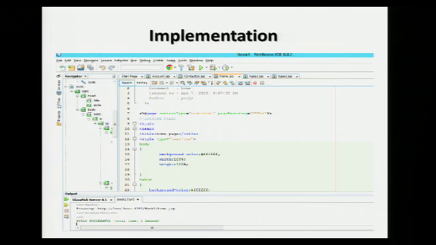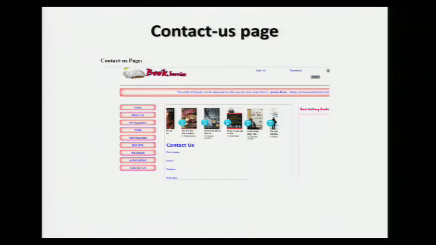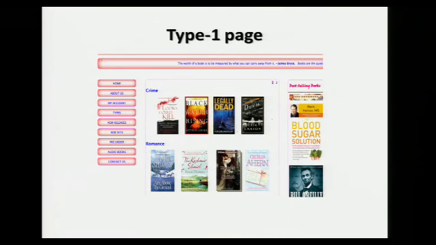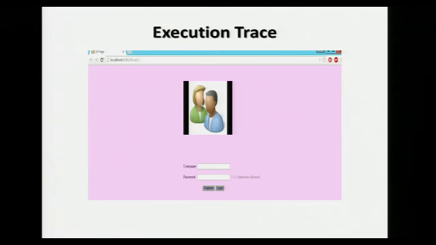And this is my implementation. I have used NetBeans and a MySQL database in order to implement the entire project, wherein this is my home page. This is my contact us page wherein the customers can contact the support team for any kind of issues. These are the different types. This is a type 1 page wherein there are different types of books available. So this is how my execution works.